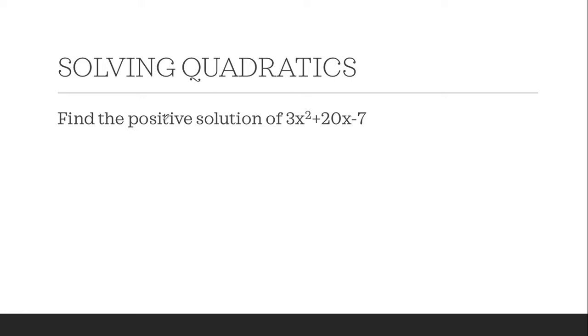First question, find the positive solution. Pause before we even finish the question. What does solution mean for a quadratic? X-intercept, 0, root, all that great stuff, of 3x squared plus 20x minus 7. To find the solution, I'm going to need to factor this.